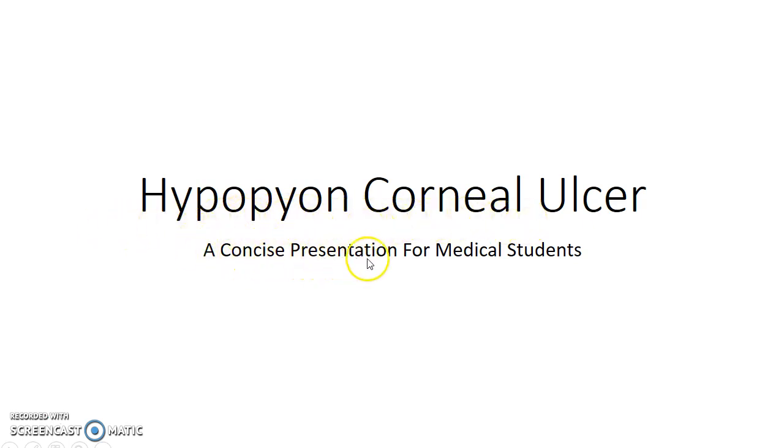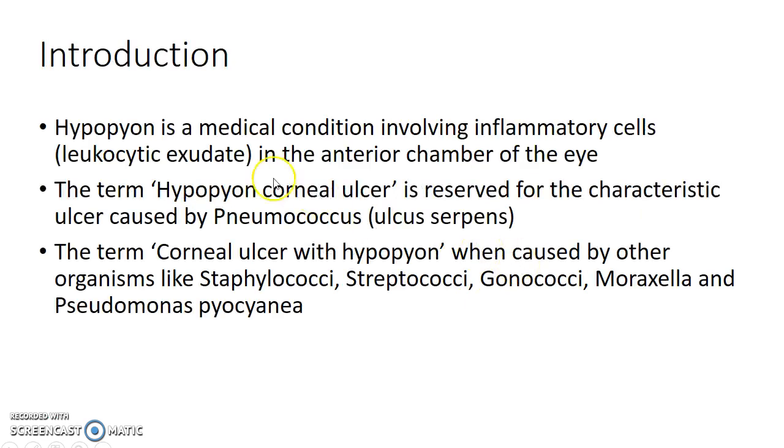This is a concise presentation for medical students. Hypopyon is a medical condition involving inflammatory cells in the anterior chamber of the eye. That is, in Hypopyon there is leukocytic exudate in the anterior chamber of the eye. The term Hypopyon corneal ulcer is reserved for the characteristic ulcer caused by pneumococcus. Hypopyon corneal ulcer is also known as ulcer serpens.